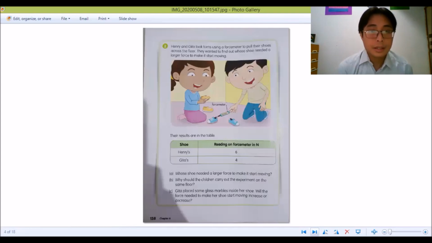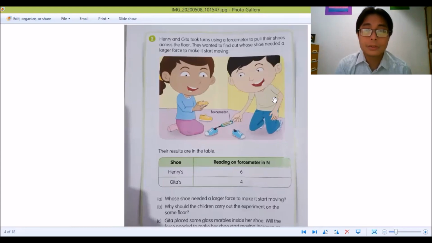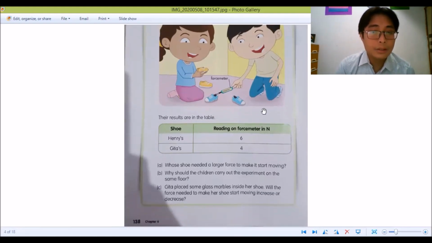Okay, second. Henry and Gita took turns using a force meter to pull their shoes across the floor. They wanted to find out whose shoe needed a larger force to make it start moving. And then these are the results. For Henry's shoe, they need 6 Newton to pull his shoe. For Gita's shoe, they need 4 Newton to pull her shoe.